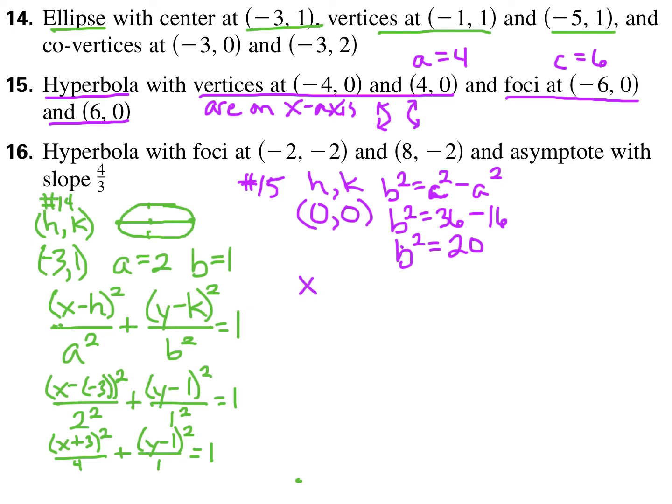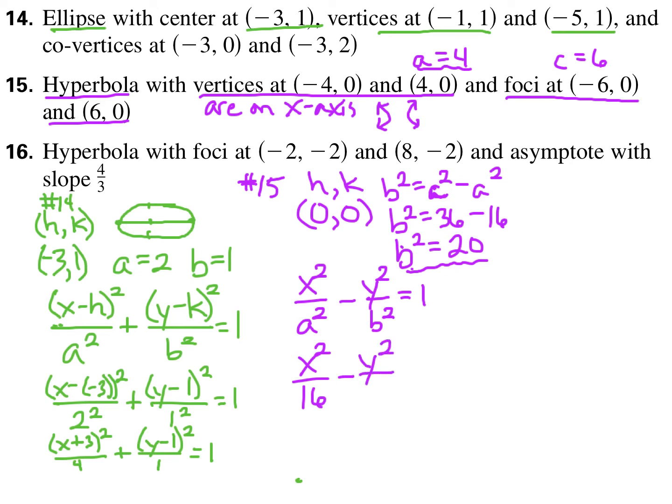So I'm going to use the form of the equation x squared over a squared minus y squared over b squared equals 1. And now that I know that b squared is equal to 20, I already know that a is equal to 4, so it's just a matter of plugging stuff in. Well, if a is 4, then a squared is 16. So x squared over 16 minus y squared over, we already said that b squared was 20, equals 1. And that takes me through number 15.